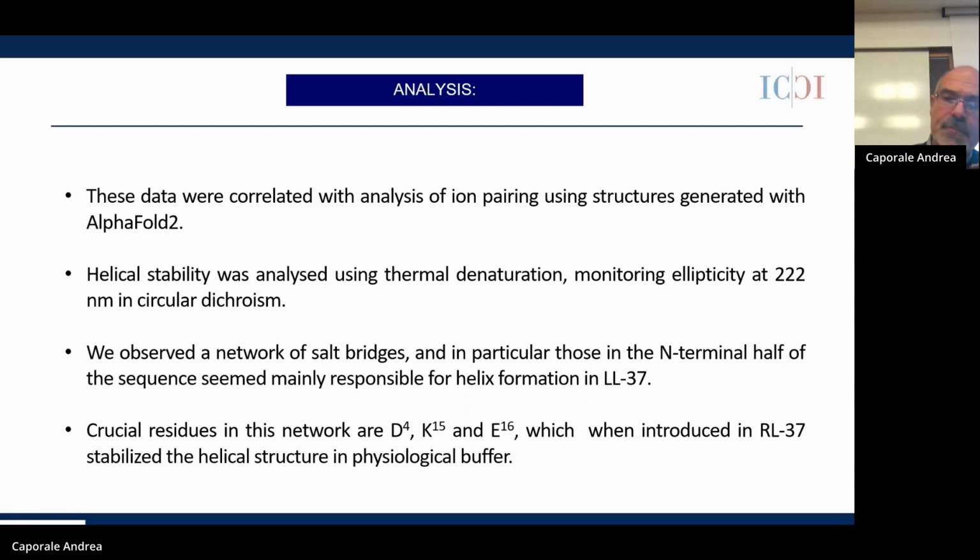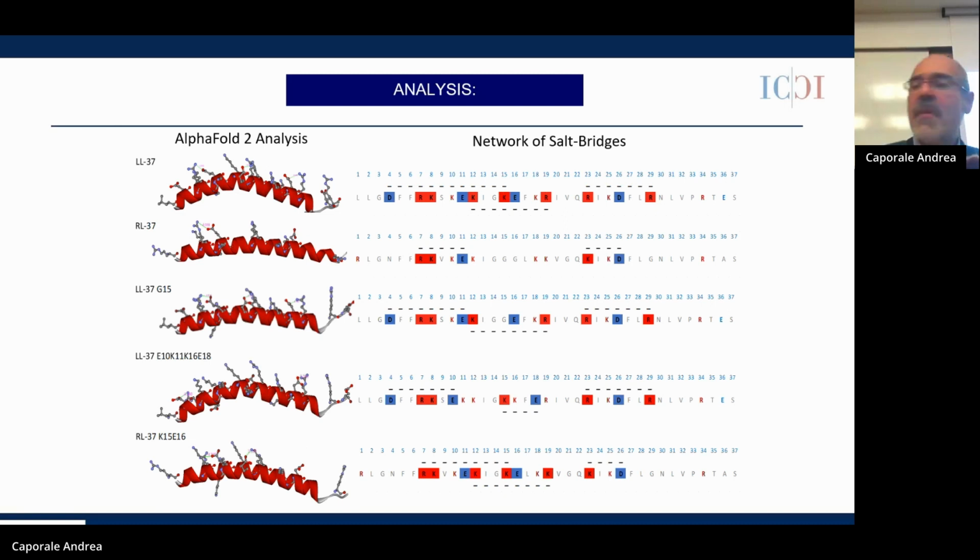Then to study the effect on the structure, we started to study the structure generated with AlphaFold 2. Here there is a table in which all peptides are presented in alpha helix. At this point we can discuss, and we used AlphaFold to identify the residues that create a network of salt bridges. And we found that for LL-37 we have a network of salt bridges, a knotted network. For RL-37 we find a very defined zone and not a knotted salt bridge network.